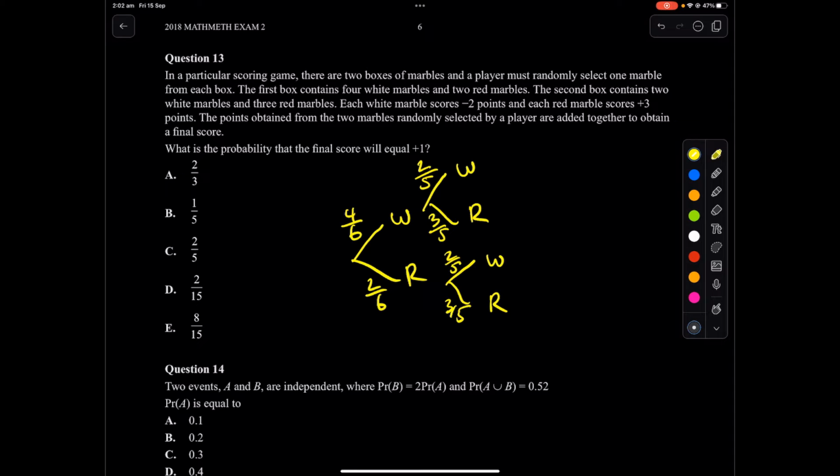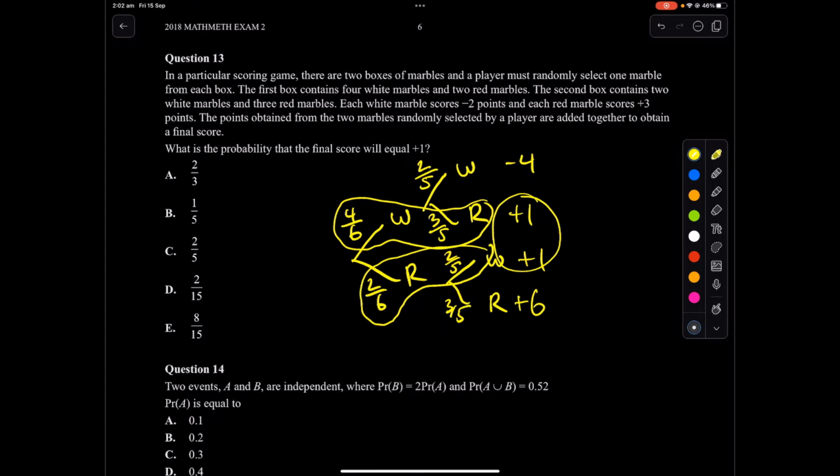Each white marble scores -2 points and each red scores 3. What is the probability that the final score will equal 1? Well, if white and white are added, it'll be -4. If red and white are added, it'll be +1. If red and white, okay, this one's +2. Red and red, it'll be +6. So if we want the final score to be equal to this, it's just these plus these. So let's write those in our calculator.